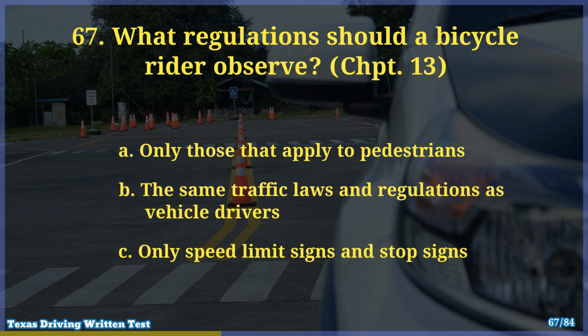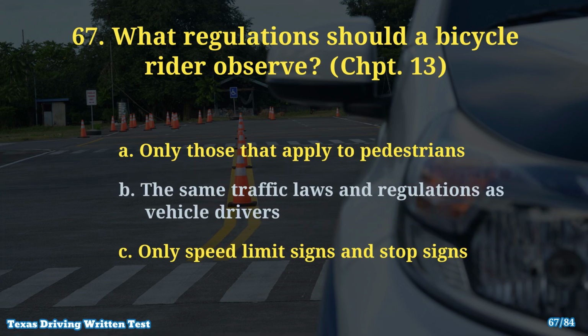67. What regulations should a bicycle rider observe? A. Only those that apply to pedestrians. B. The same traffic laws and regulations as vehicle drivers. C. Only speed limit signs and stop signs. Answer is B. The same traffic laws and regulations as vehicle drivers.